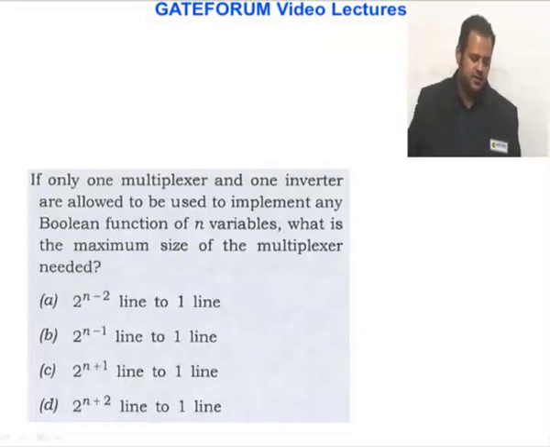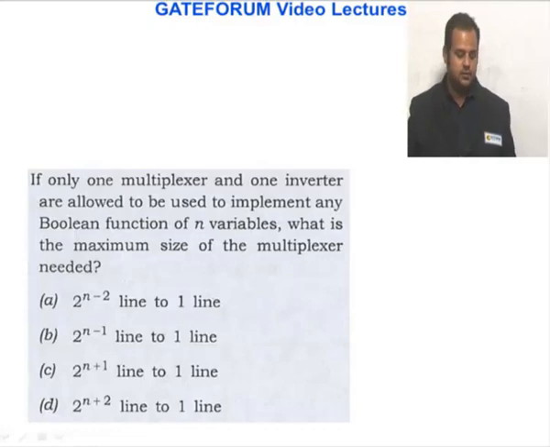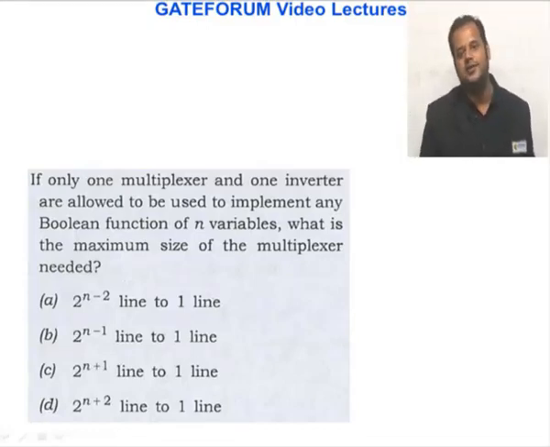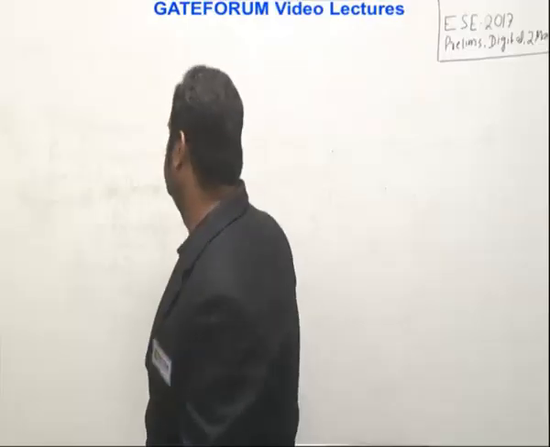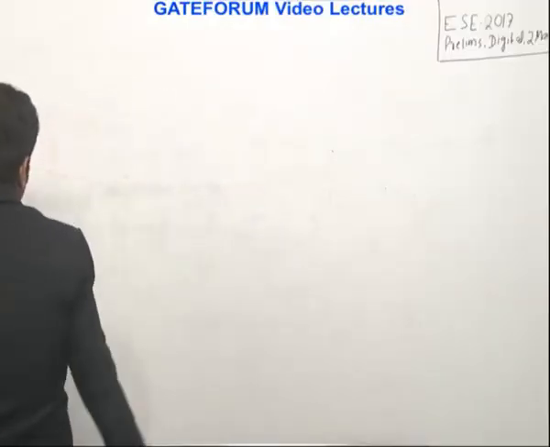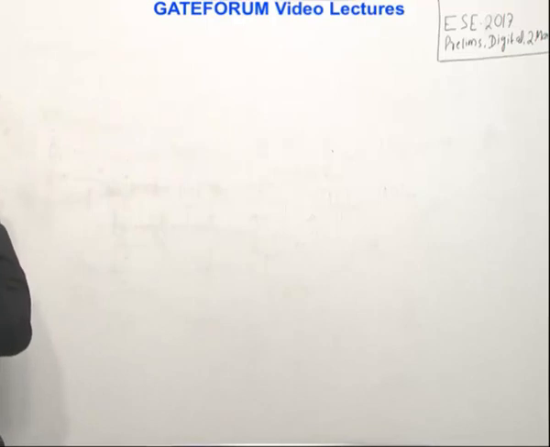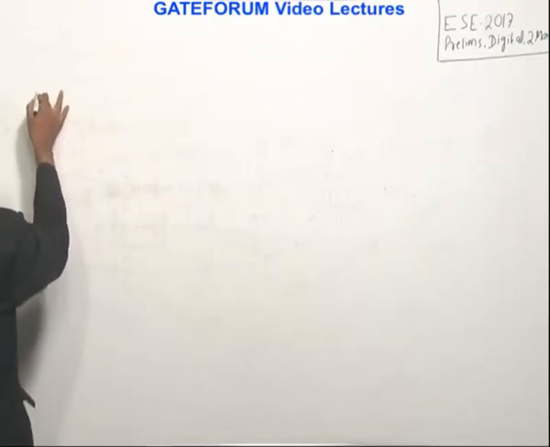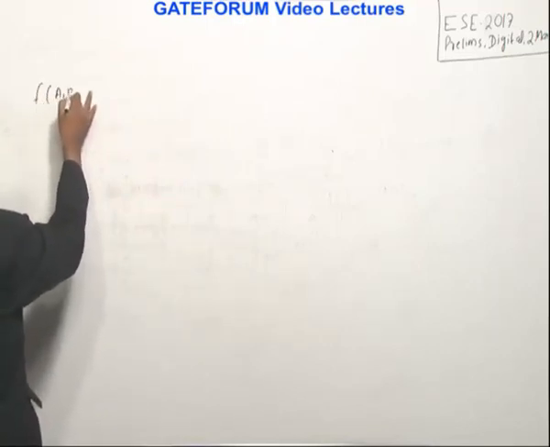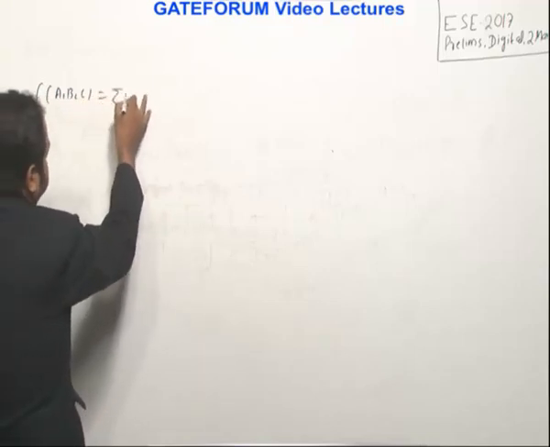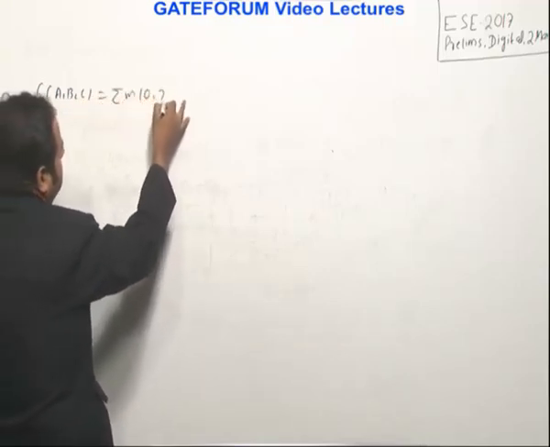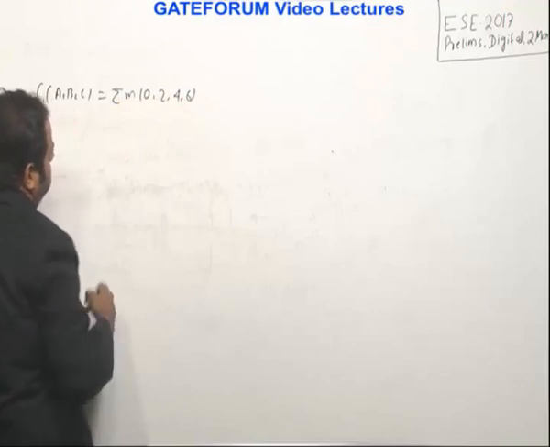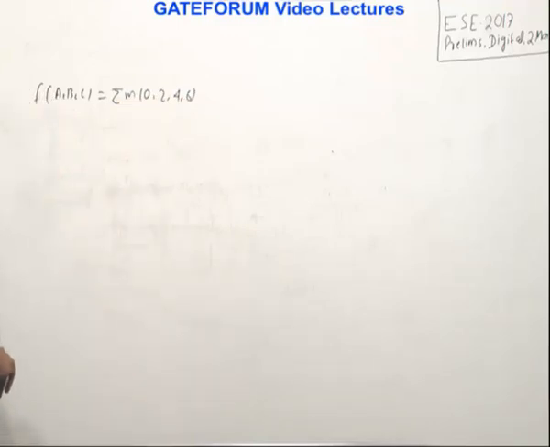If only one multiplexer and one inverter are allowed to be used to implement any Boolean function of n variables, what is the maximum size of the multiplexer needed? So again it's a standard observation model problem. Suppose I have a function of 3 variables A, B and C, and I need the minterms 0 to 4 and 6, something like this, arbitrarily taken.